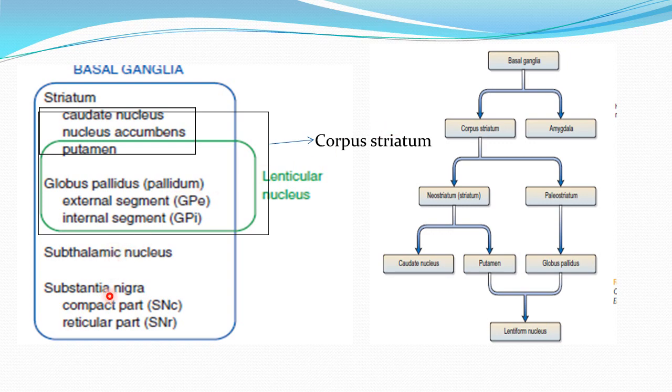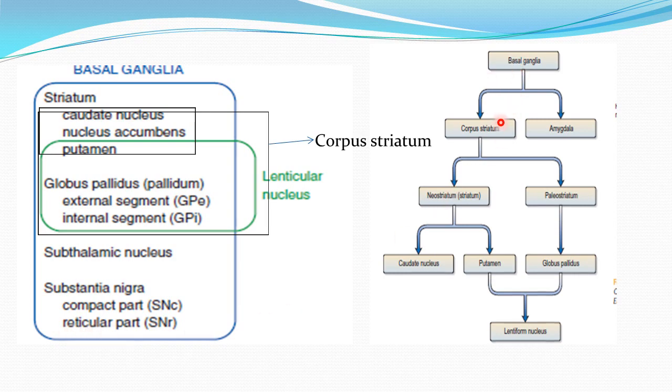The two other nuclei which are functionally related with these basal ganglia are the subthalamic nucleus and substantia nigra. Substantia nigra again has two parts, a compact part and a reticular part. This part is known as substantia nigra compacta. This is known as substantia nigra reticularis.